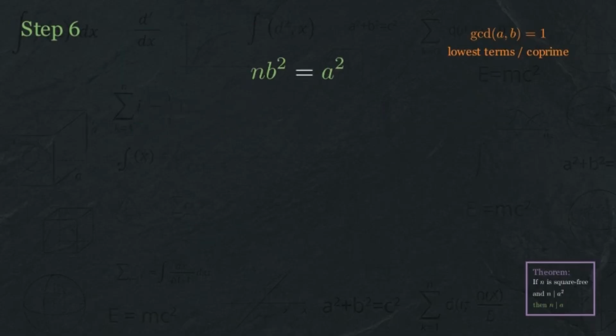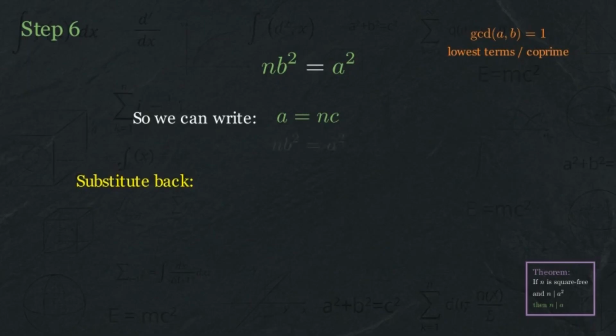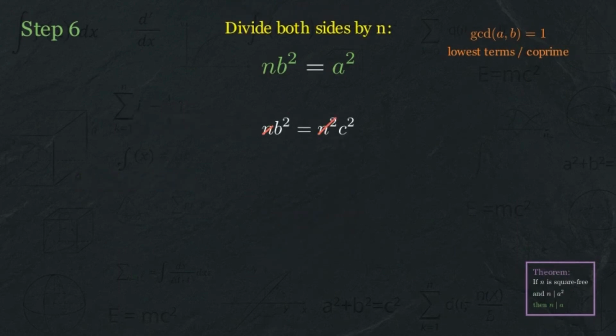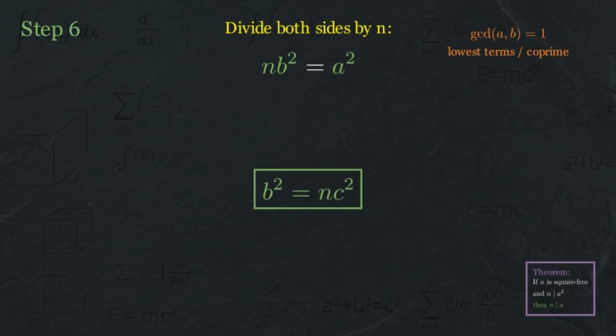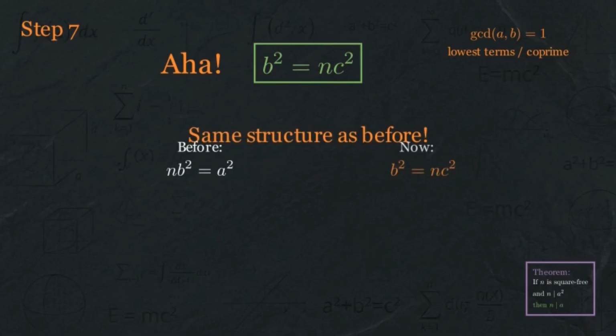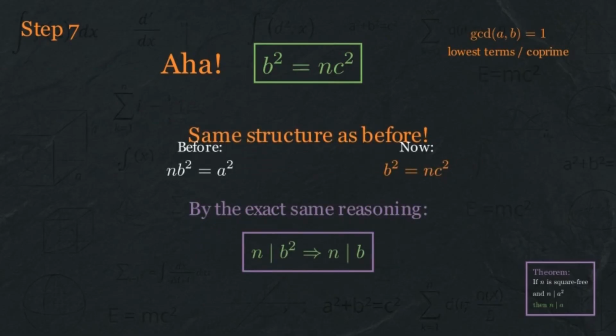Step 6, so we can write a equals n times c. Substitute this back in. We had n times b squared equals a squared. Now it becomes n times b squared equals n squared times c squared. Divide both sides by n. b squared equals n times c squared. Step 7, aha! Now we see that b squared is a multiple of n. By the exact same reasoning, this means b must also be a multiple of n.